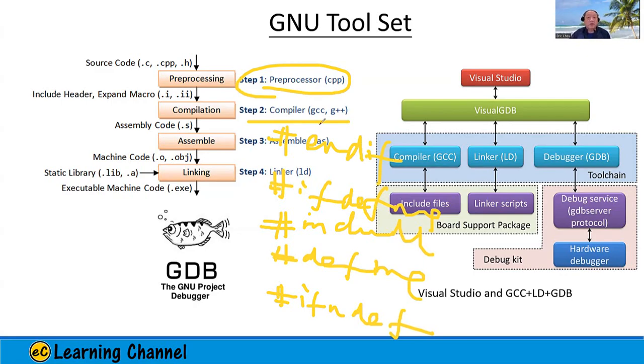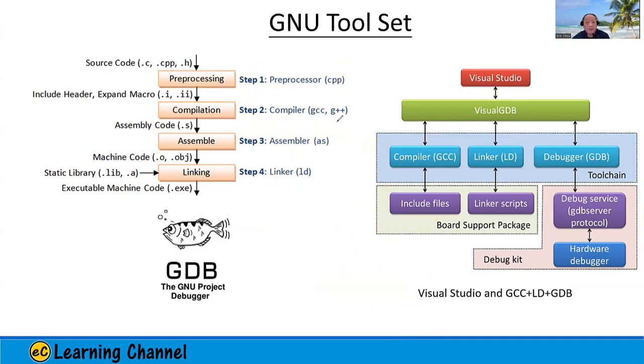This actually controls your code so that you determine which part you will compile and which part you will not compile. That's called preprocessing. Java doesn't have preprocessing, and Python doesn't have preprocessing. This is usually only in C and C++. It preprocesses your source file, and then you compile it, then you assemble it, and then you link it.